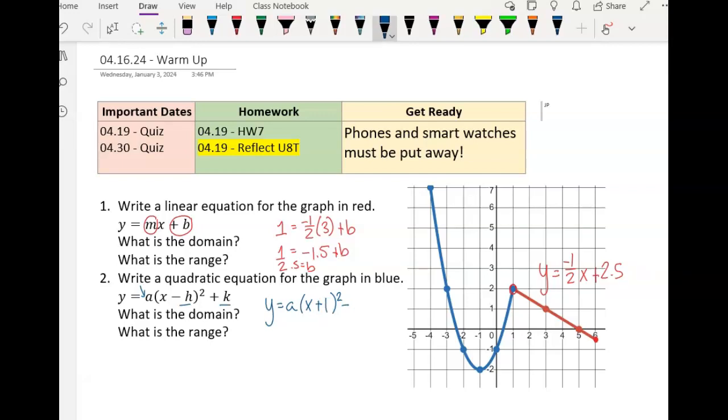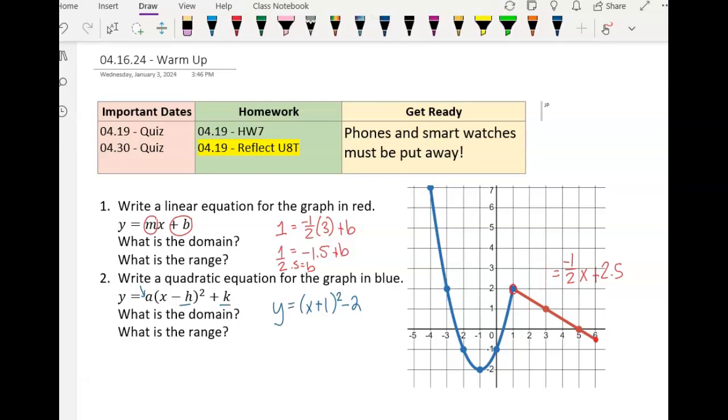I mixed up my x and my y. Okay, and -2. So we do want to test to see if there's a stretch on there or anything like that. So we can pick any point I can plug in. When I plug in -3, I'm supposed to get out a +2. So I get 2 equals a times -3 plus 1, which is -2. -2 squared is 4. So I have 4a minus 2. And when I go to solve, I'm going to find out that my a value is 1. All right, so there's no stretch on there. So my final equation is just y equals (x plus 1) squared minus 2.